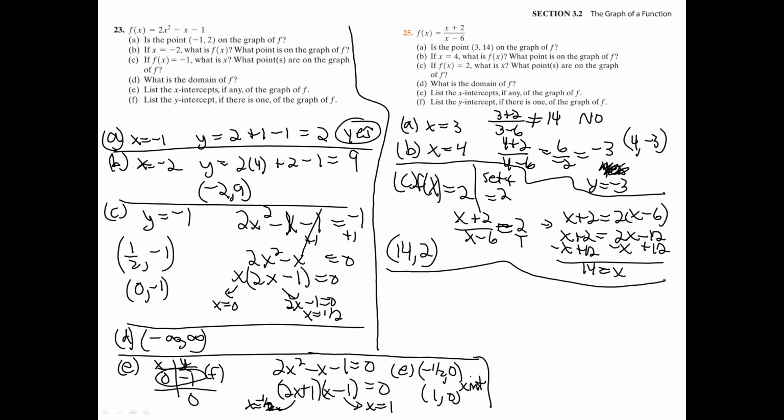The domain, you can't have division by 0, so you want to avoid that. And so if x minus 6 is 0, that means x is 6. So we have, as a domain, everything but 6. We go from negative infinity up to 6, and we go from 6 up to infinity. We say all real numbers except 6.